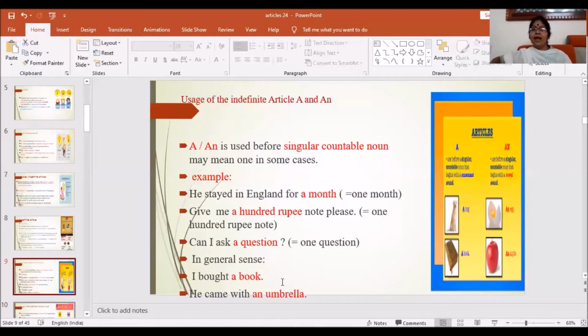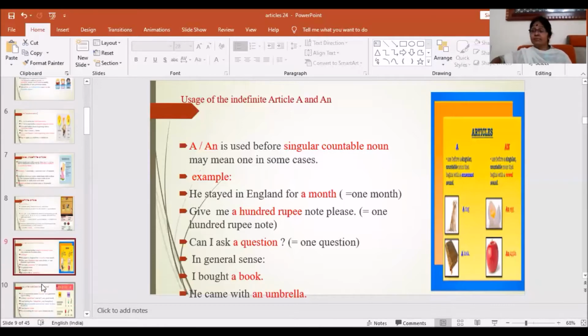And then we also use a and an when we speak in a general sense. For example, I'll say I bought a book, right? Which book? I'm not saying, right? He came with an umbrella. Which umbrella? I'm not saying, right? So when we are talking about a book or an umbrella in a general sense, then we will use our article a and an. Clear? So we will use it before singular countable nouns, which may mean one, or we will also use it when we are using it in general terms.